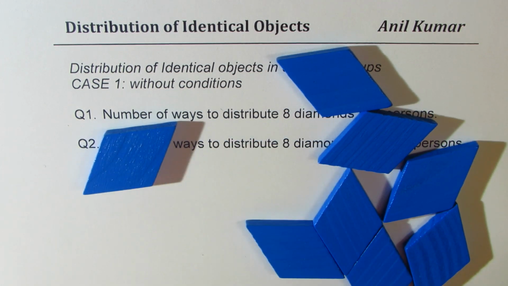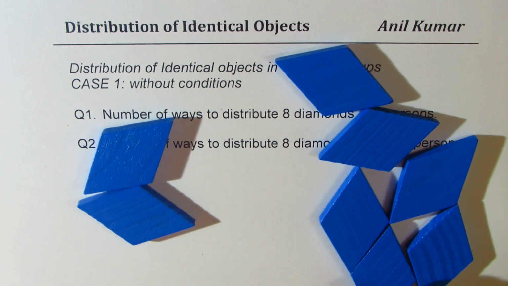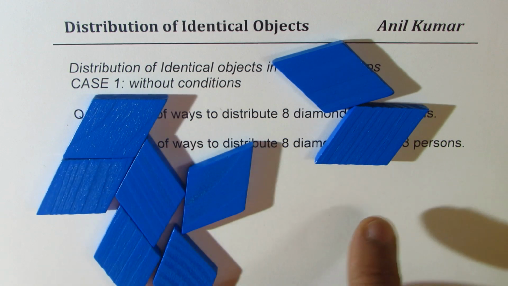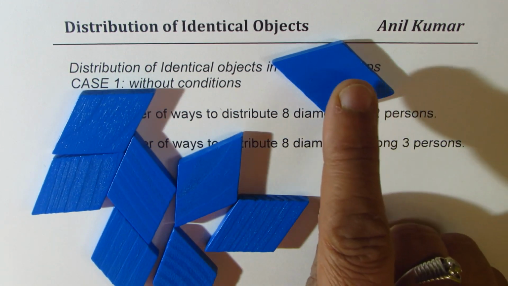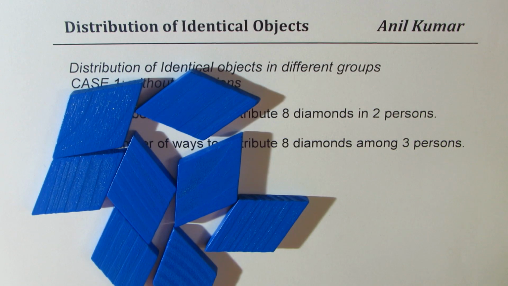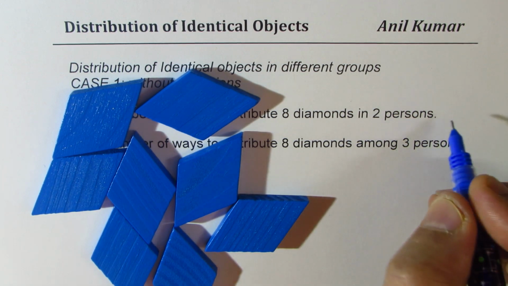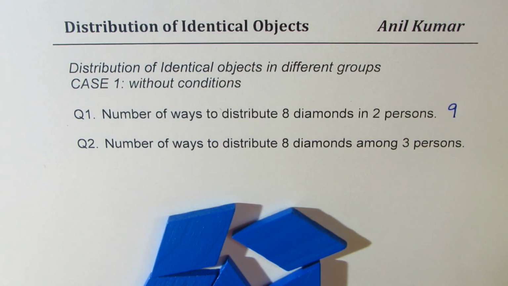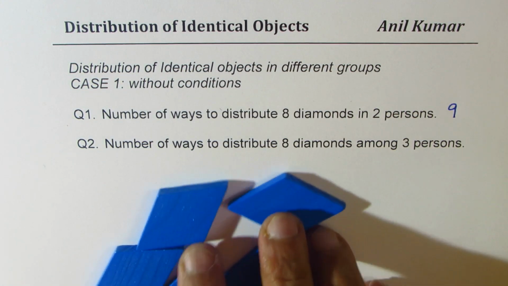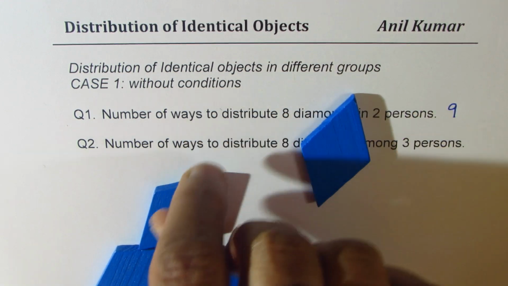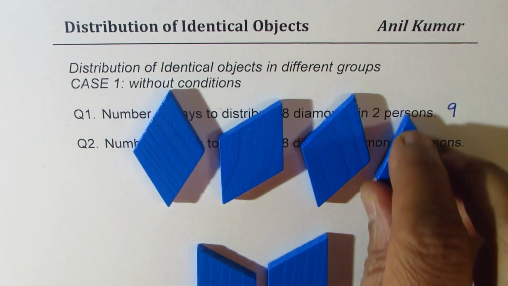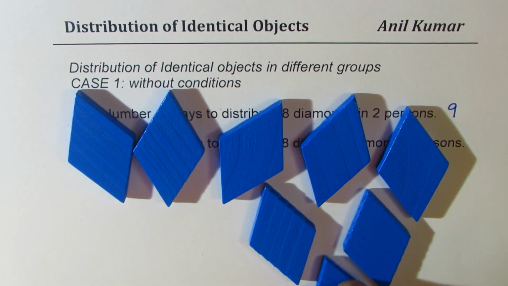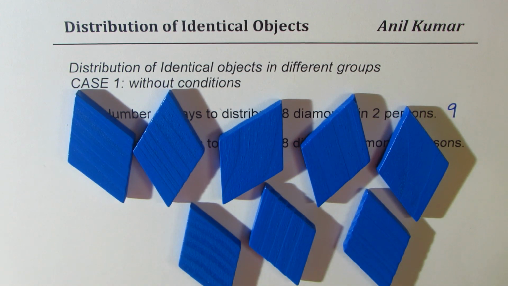Or we could have the combinations 1 and 7, 2 and 6, 3 and 5, 4 and 4, 5 and 3, 6 and 2, 7 and 1, or all 8 to the other side, right? So that gives you 9 particular ways of doing it. Is that clear, right? So that gives you 9 particular ways. Now that was simple. The numbers are very small, so we could easily figure it out. Now, how do we apply what we've learned in permutation and combination to get a fast answer to this question?